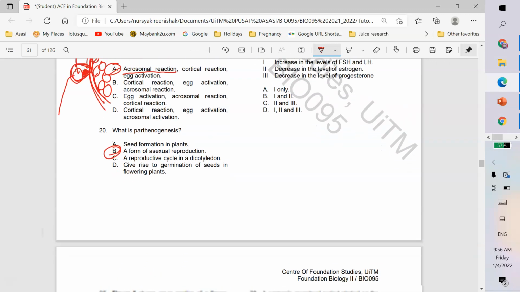Awak punya tadi putus-putus sikit lah. Tak apa, okay. So, okay, 20.